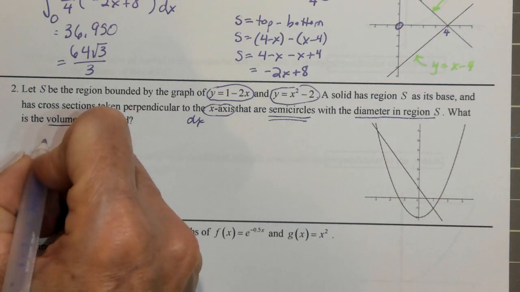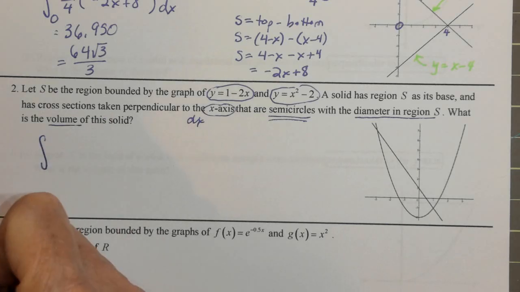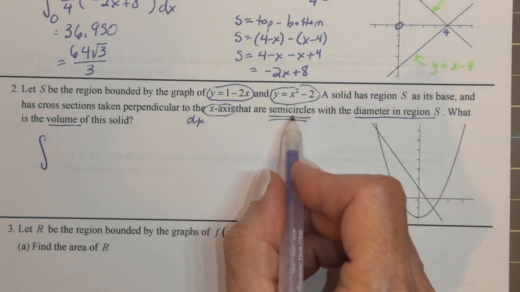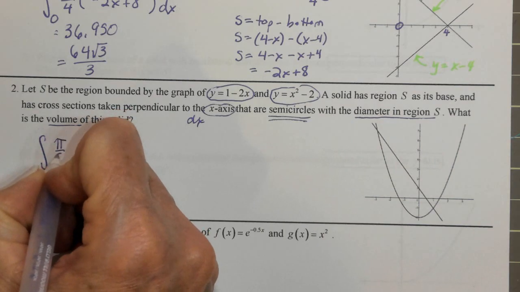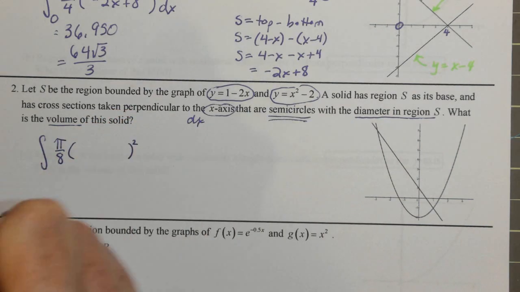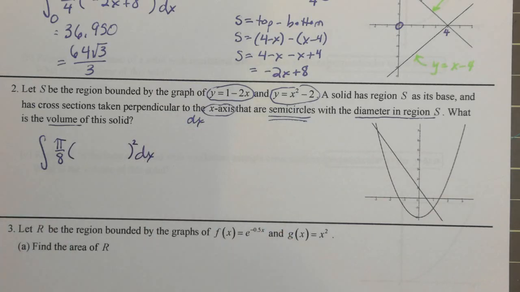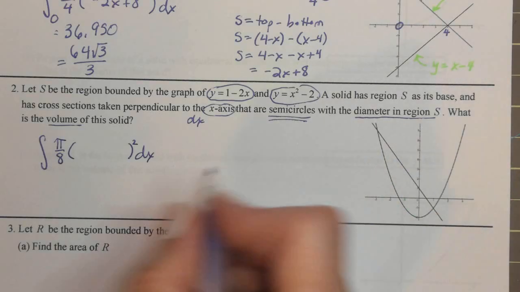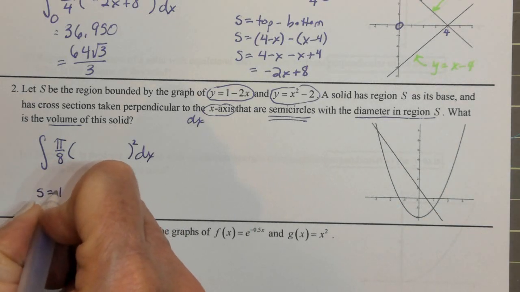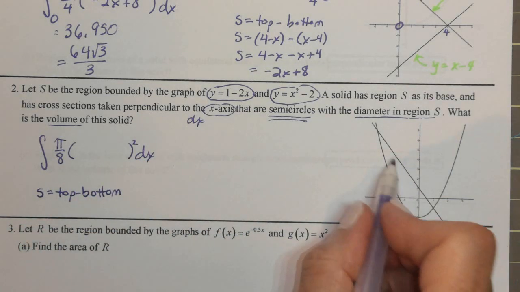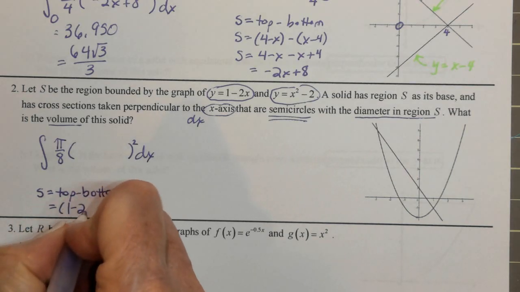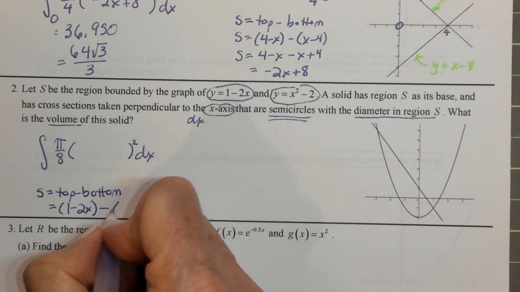Find the volume. So volume of a solid with semicircular cross sections, pi over 8 S squared dx. Okay, so I need to find out what S is. S is always top minus bottom if you're in a dx. So the top curve here is going to be the line. The bottom curve is the parabola.